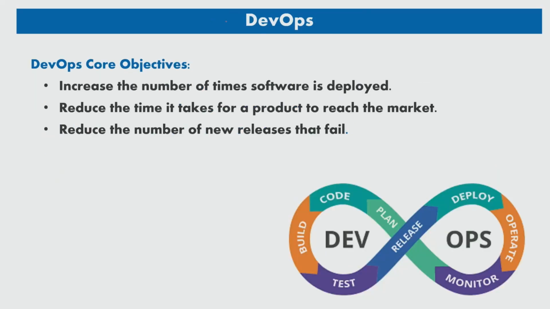Now let's talk about DevOps. So DevOps is a new paradigm in IT procedures that has been gaining traction in recent years. Its core objectives cover the full software delivery pipeline, specifically increase the number of times software is deployed, reduce the time it takes for a product to reach the market, and reduce the number of new releases that fail. So the DevOps culture supports an incremental approach to software development, release, and continuous improvement, preferring the agile methodology.